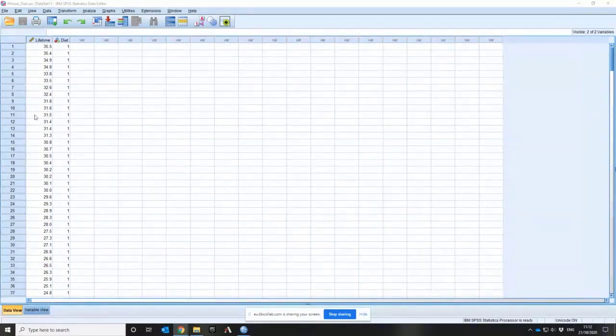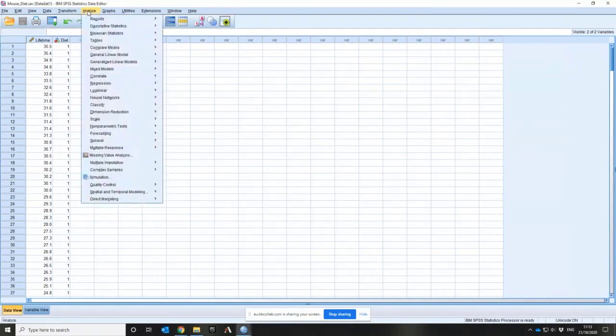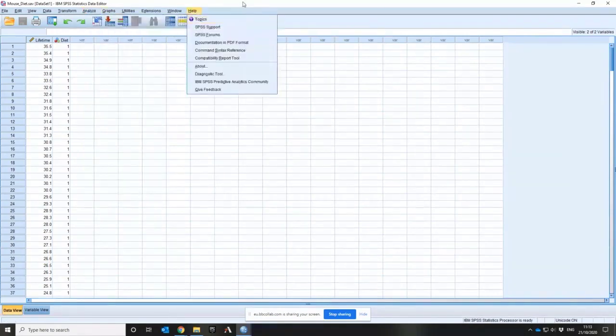So what we want to do is compare the means for more than 2 groups. I've got my groups defined by diet from 1 to 6, and I've got my lifetimes in days, probably, or 35.5 days. Okay. Actually, it might be weeks. I don't know. How long do mice live for? Probably quite sick mice. Let's say it's weeks.